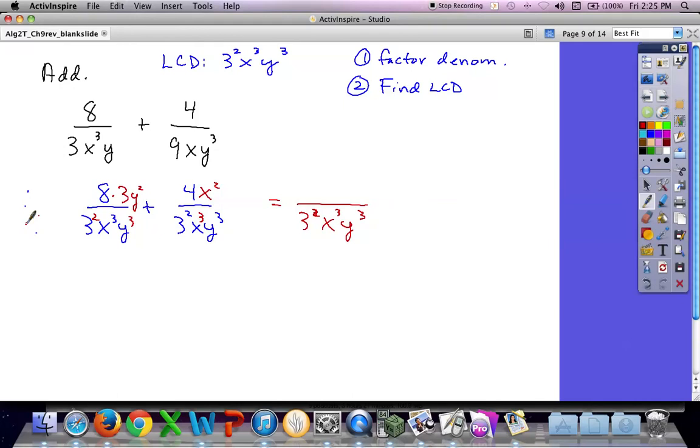Okay, once they all have the same denominator, then add the numerators: 24y squared plus 4x squared. And I could simplify it. I could say 24y squared plus 4x squared divided by 9x to the third, y to the third.